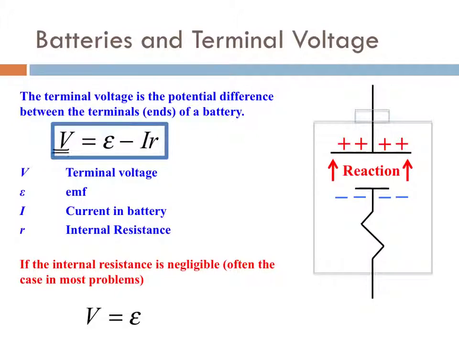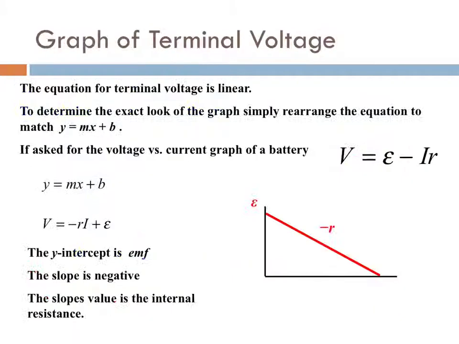This terminal voltage, which is V, is equal to the EMF produced by the battery minus the current in the battery times the internal resistance, lowercase r. Now, for the most part, when our internal resistance is negligible, which is the case in most problems, then our voltage will simply be equal to the voltage stated on the battery, also known as EMF. Now here we have a graph of terminal voltage. The equation for terminal voltage is linear, as we can see in this equation.